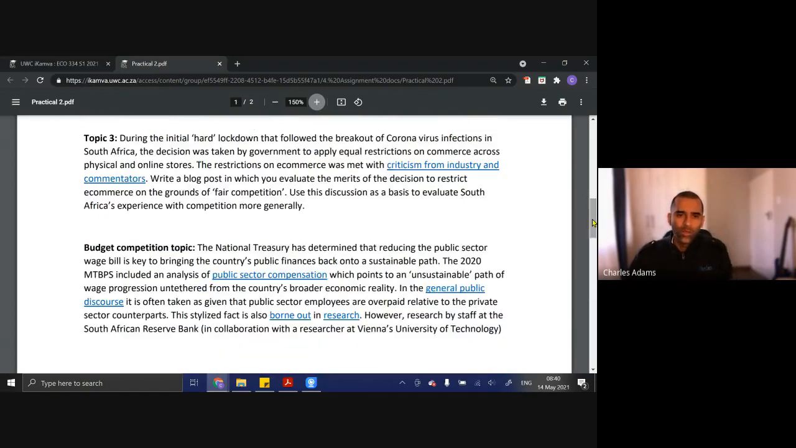Then topic 3 deals with competition policy in South Africa, and here the setup is just this story that was reported widely last year when the Minister of Trade and Industry, Ibrahim Patel, declared that the reason they are restricting e-tailers, online commercial activity, in the same way that they were restricting physical brick and mortar retailers, is due to competition. So competition was invoked for this policy decision.